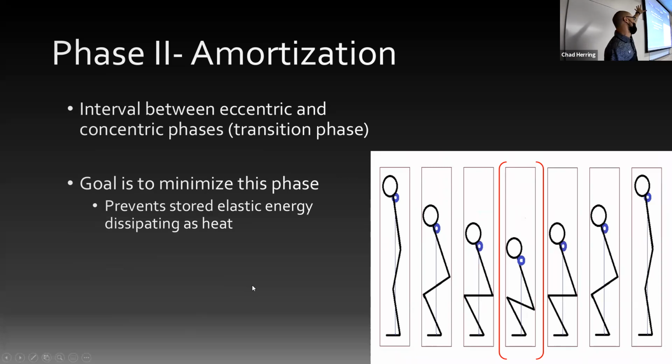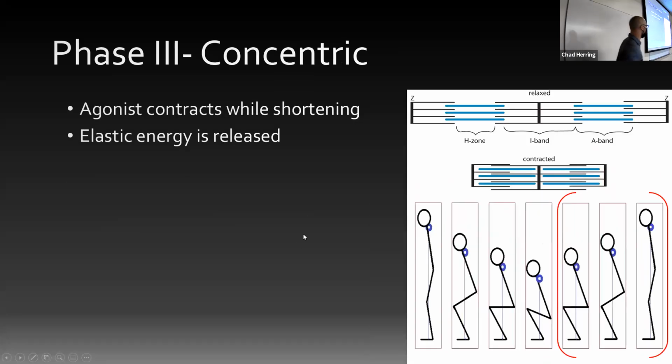Amortization is essentially the transition between eccentric and concentric. It's not as important during resistance training as during plyometrics, but that's all it is, this transition phase. The goal is to minimize this phase, essentially during plyometrics, speed, and change of direction. In resistance training, you don't have to shorten that phase, but that is during plyo.